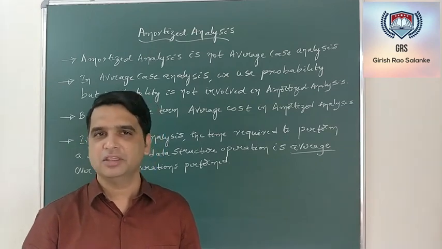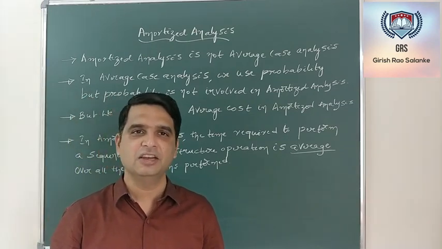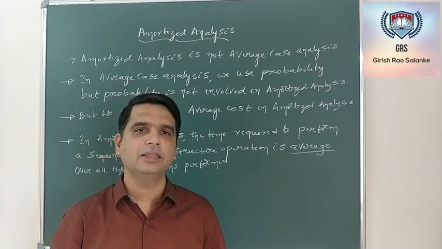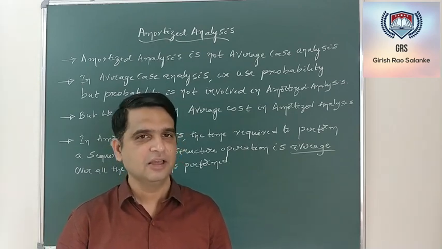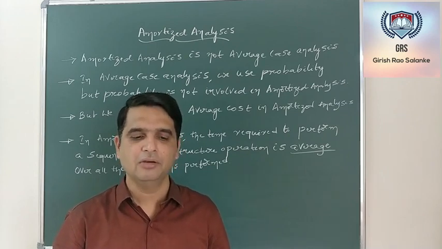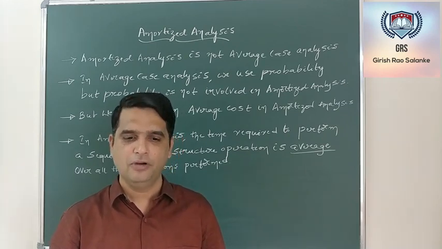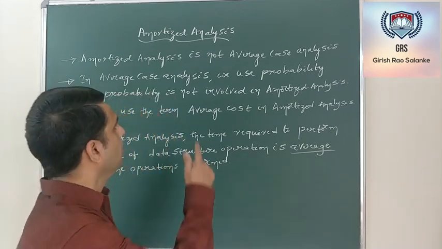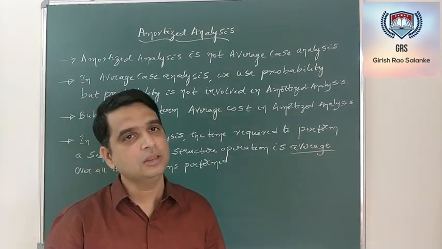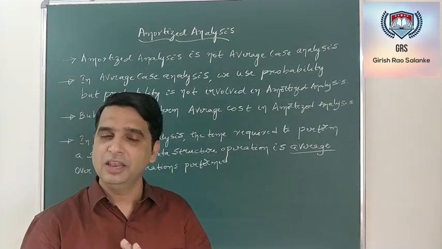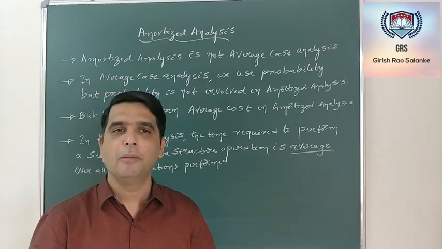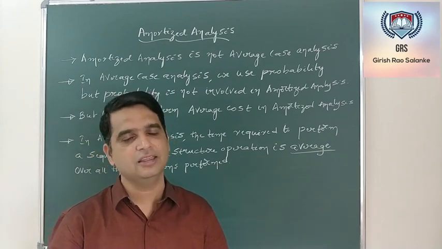By now, we might have discussed the best case, the worst case, and the average case efficiency of an algorithm. We might have noted that in average case analysis, we have taken into account the chances, in the sense of the probability of a particular event occurring. So, note that in average case analysis, we use probability. But in amortized analysis, we never use the word probability. So, don't confuse amortized analysis with average case analysis.